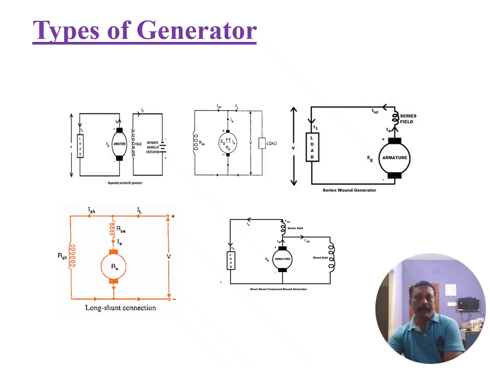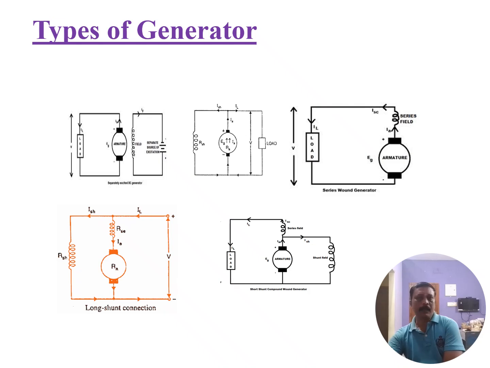Next, we will discuss the DC series generator. Here, the series field winding is connected in series with the armature circuit. The coil has fewer turns, but is very thick with low resistance. Next, we will discuss the compound generator. First one is the long shunt compound generator. Here, the series field winding is connected in series with the armature circuit. This combination is connected in parallel with the shunt field winding circuit. Next one is the short shunt compound generator. Here, the shunt field winding is connected in parallel with the armature circuit. This combination is connected in series with the series field winding.